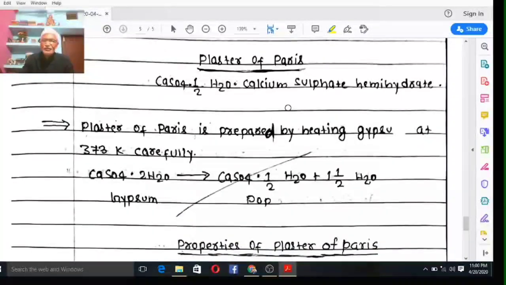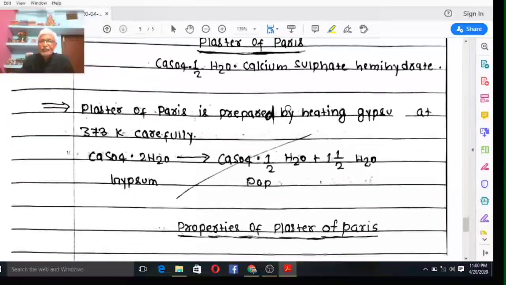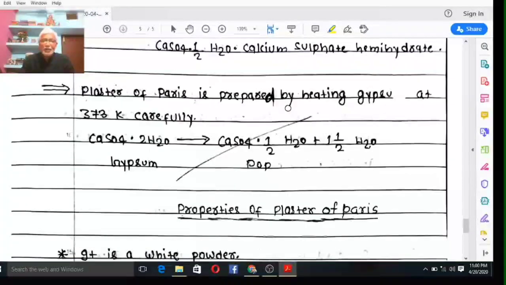Now it is the last topic of this lesson, plaster of Paris. Its formula is CaSO4.1/2H2O and its chemical name is calcium sulfate hemihydrate. Plaster of Paris is prepared by heating gypsum at 373 Kelvin carefully. If it is heated more strongly, it will lose its plaster of Paris property.